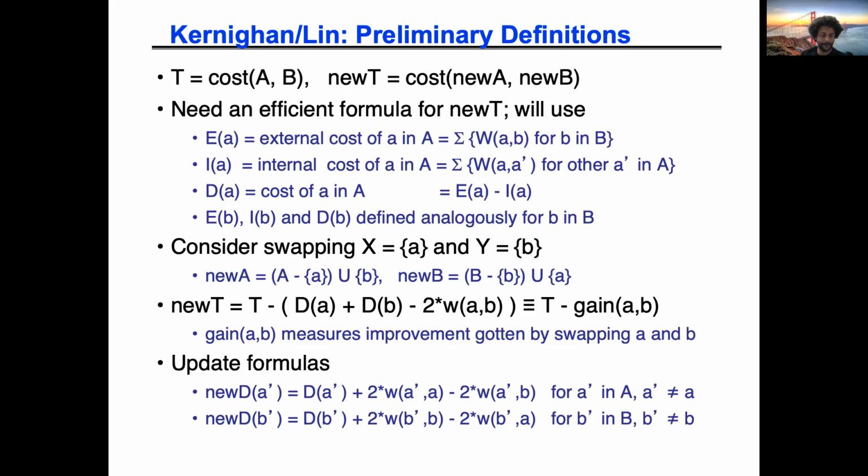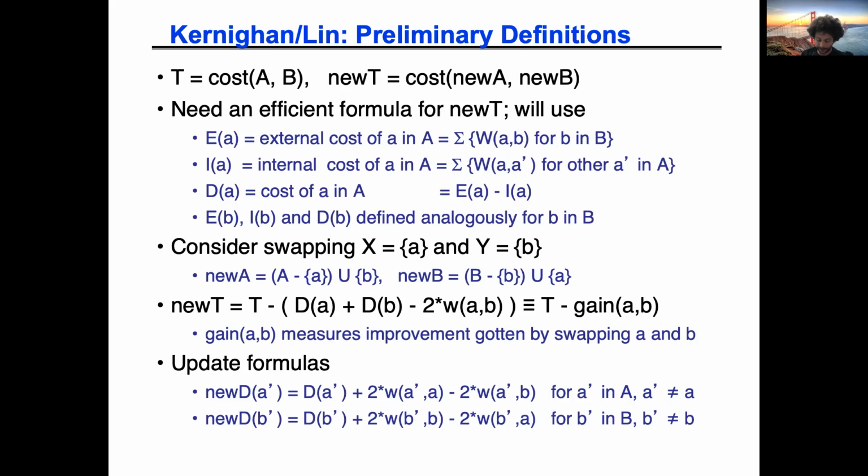Let's say you already have a cost of your graph partitioning, the number of edges cut, T, and you want to quickly find out what would be the cost of the graph partitioning if you swap some vertices across partitions. And for that, you need to keep track of a couple of things. One of them is the external cost of any vertex a in part A, which means the number of edges crossing from a to the vertices in the other partition. An internal cost is the sum of the edge weights from a to the vertices also within A.